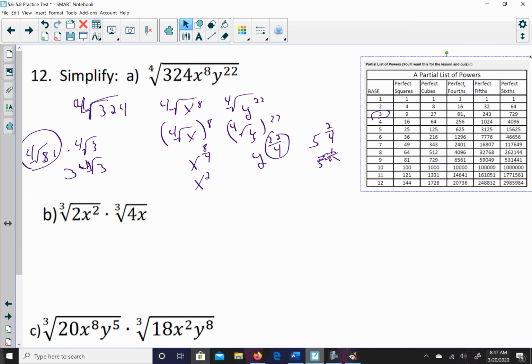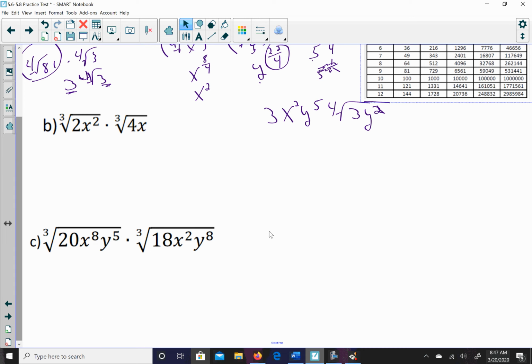So now when I put all this together, what came out was a 3, x squared, and then y to the 5th. And what's left underneath the radical is going to be that 3 and then y squared. There's no x underneath the radical because the 4 went into 8 evenly with no remainder. Let's try doing another one. I'll try being a little bit neater.